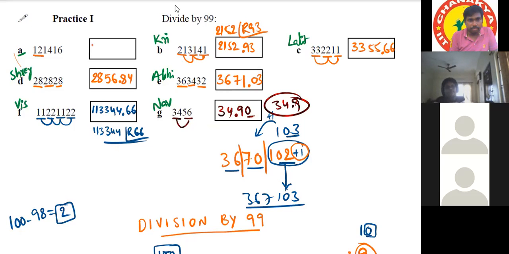First is 12. 12 plus 14 is how much? 26. 26 plus 16 is 42. That's all. 1226.42, or 1226 with the remainder 42.